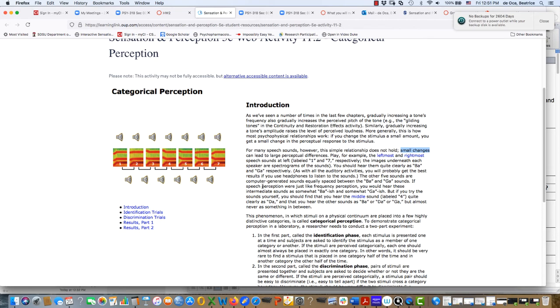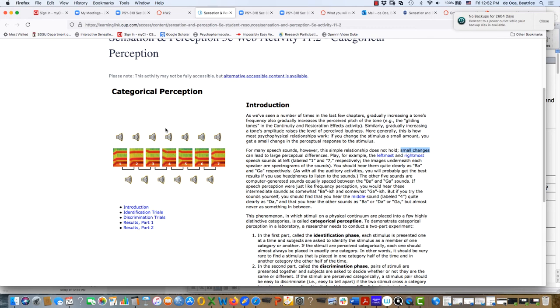If speech perception was just like frequency perception, the perception of regular sounds, you should hear these intermediate sounds as somewhat between the two. So what we're going to do is listen to sound number 4. Da. Da. It should sound like a D, or da sound, not something in between a B or G. In other words, these different sounds are not gradual changes along a continuum. They are perceived as different categories of sound.